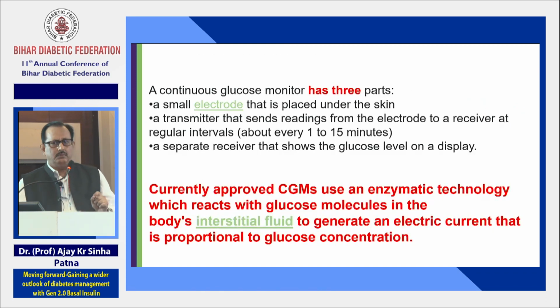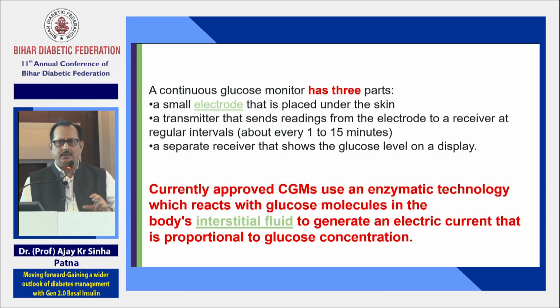A continuous glucose monitor has three parts, smaller parts, not bigger parts. A small electrode that is placed under the skin, a transmitter attached to the electrode that sends readings from the electrode to a receiver at regular intervals, about 1 to 15 minutes, and a separate receiver, like a mobile, that shows the glucose levels on a display.